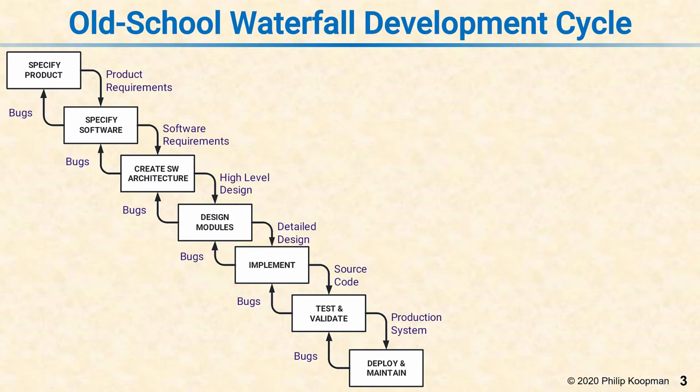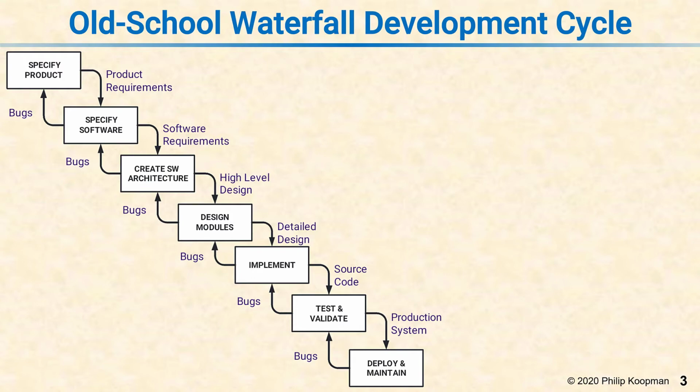Here's a picture of an old-school waterfall development cycle, and it's called a waterfall because things flow down from the top left down to the bottom right. First, they're specifying the product, which is product requirements. Then they're specifying the software requirements, creating a software architecture, which results in a high-level design, designing individual pieces, individual modules, which gives you a detailed design, implementing, that's the part where you actually write the code, and then taking the source code and doing testing and validation, and finally deploying and maintaining.